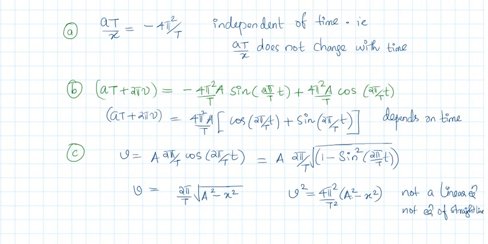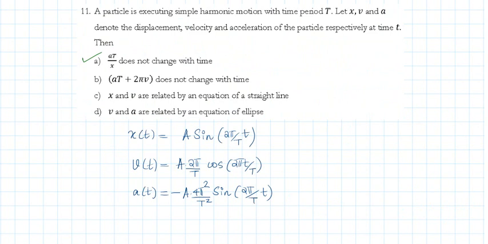So the first option is correct. Then you can evaluate a into capital T plus 2 pi v, that becomes minus 4 pi square by T into capital A sine 2 pi by T into t plus 4 pi square A by T cos 2 pi by T into t. You can take 4 pi square A by T outside. The remaining is cos 2 pi t by T plus sine 2 pi t by T. So there is dependence on time. No way to avoid that. If it is cos square plus sine square, you can write it as 1. But now it is simply cos 2 pi by T into t plus sine 2 pi by T into t. No way to avoid this t. So it depends on time. So option B is wrong.